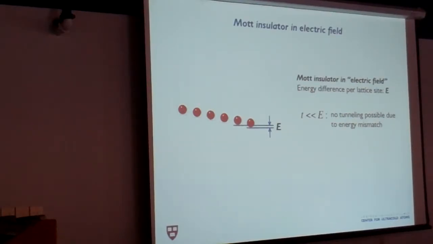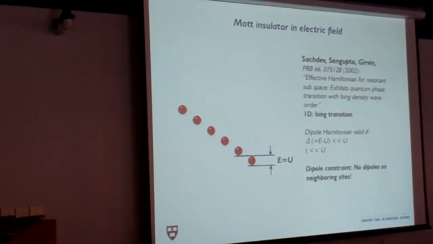What happens if you tilt the lattice? What do you think? What would happen? It's written there, but atoms still can't tunnel, because if you tilt it, it's still not possible. This is very different from a superfluid. If you have a superfluid, you immediately cause a flow, and then you get Bragg reflection and come back, essentially. In this case, if you have a Mott insulator, it's insulating pretty much, nothing happens.